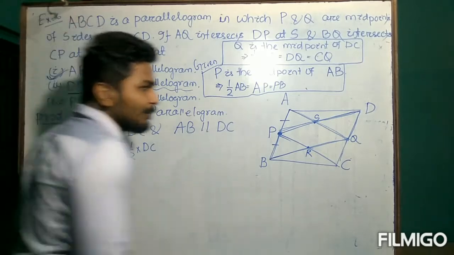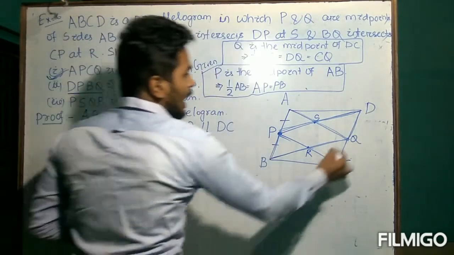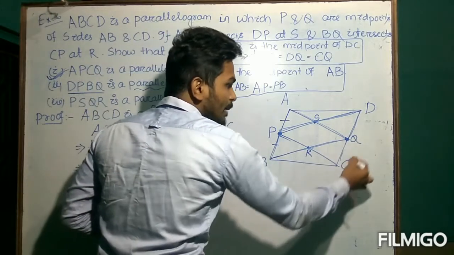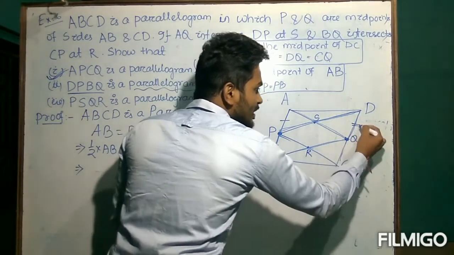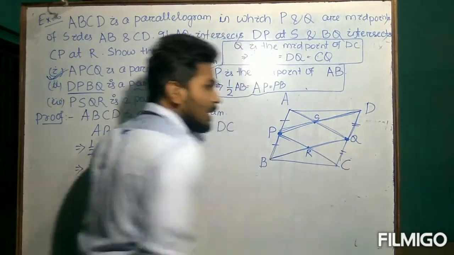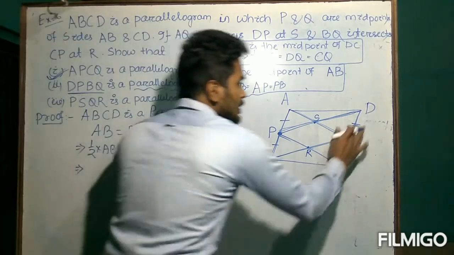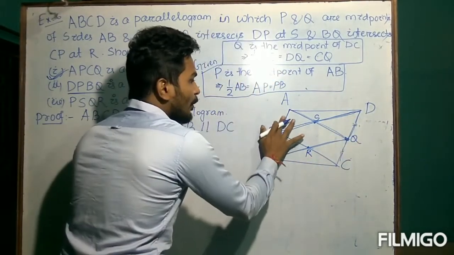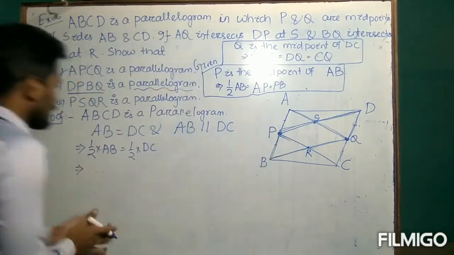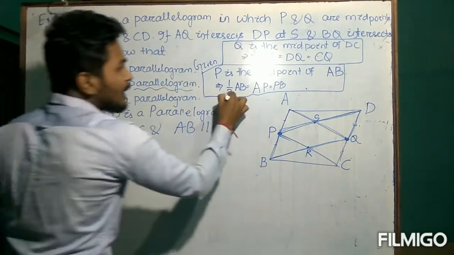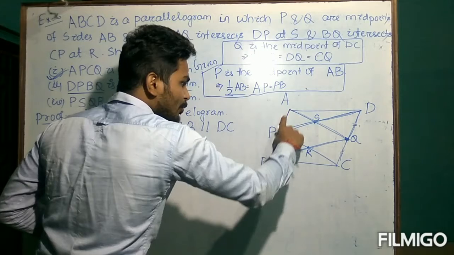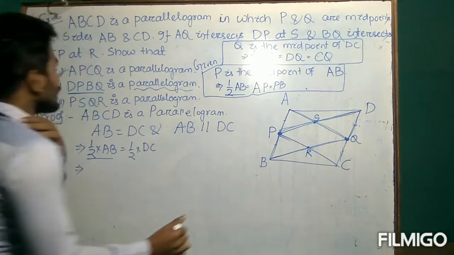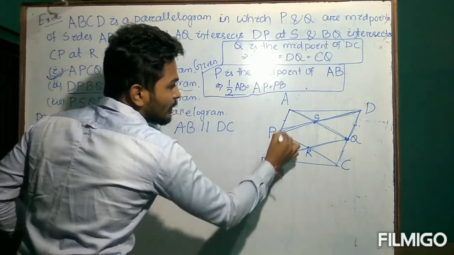Similarly, if you consider the DC side, Q is the midpoint of DC. It means if we take half of the total length, we will get either this length or this length. Is it clear? So it is given Q is the midpoint of DC and P is the midpoint of AB. So in place of half of AB, we can put this value or this value. For our requirement, we have to take this value, this half.